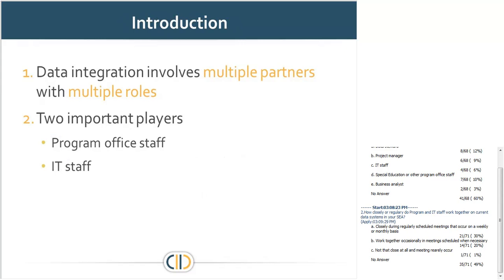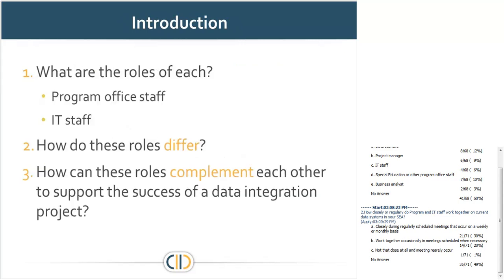As we go through this presentation today, we are looking to answer some of these questions. What are the roles of program office staff and IT staff, and how do those roles differ? What distinguishes the two of them? And then really the main point I want to make is, how can these roles complement each other in the support and success of data integration? All too often they tend to conflict with each other, so we want to highlight what these roles are, how they are different, but again, how they can complement each other as you move forward in working with data integration projects.